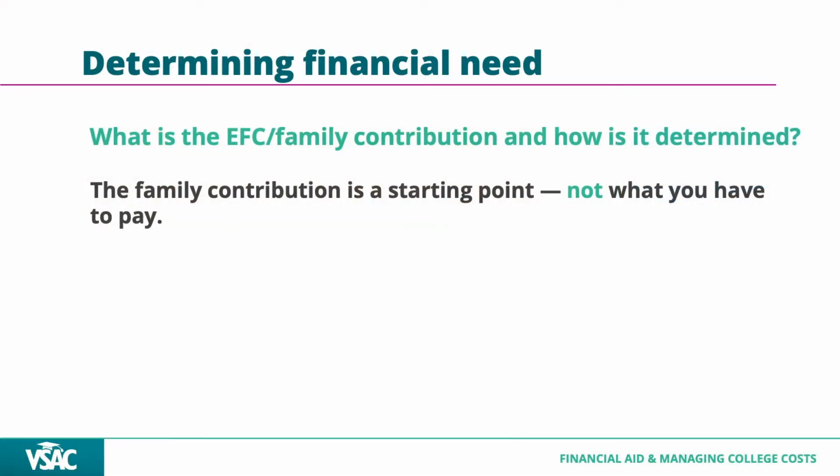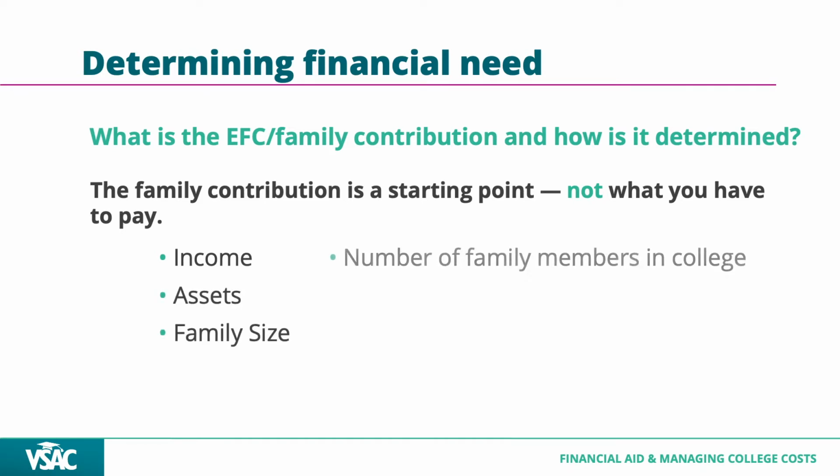Once you file financial aid applications, there's a process of determining financial need. There's this thing called the EFC, or the expected family contribution, and it's determined by looking at the family's information, looking at the family's income, assets, number of family members in the household, number of family members in college, as well as the age of the older parent.